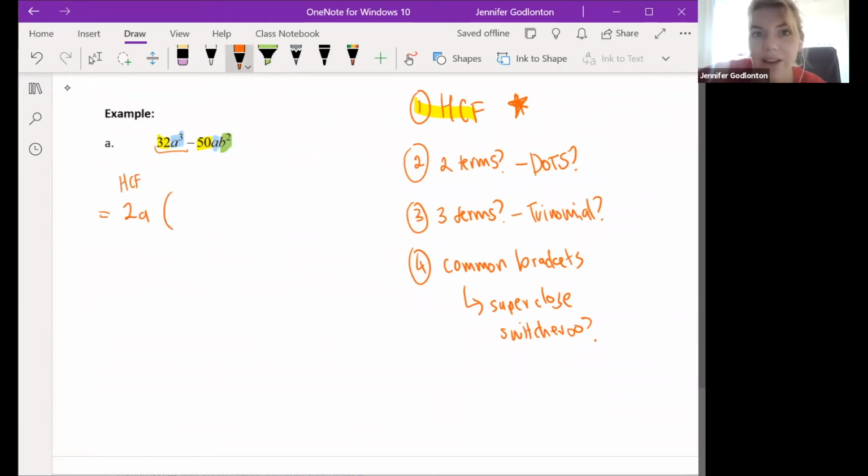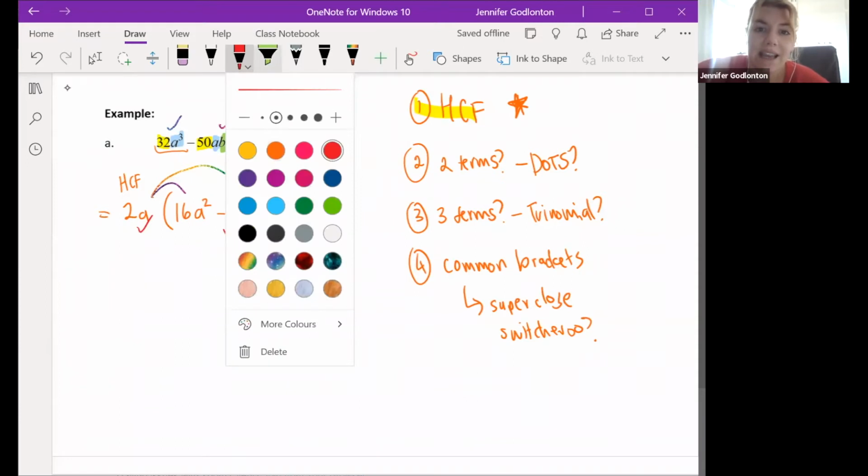Now we write what we will have left in our brackets. 32 divided by 2 will give us 16, and we'd need another a squared. 50 divided by 2 is going to be 25. We've got the a sorted, but we would need a b squared. Now remember, you can always check yourself by re-multiplying that in, and you should get those two answers over there. So that's our first part. If you can get to this part, you would already be sitting on 2 marks, one for your highest common factor and one for the bracket.